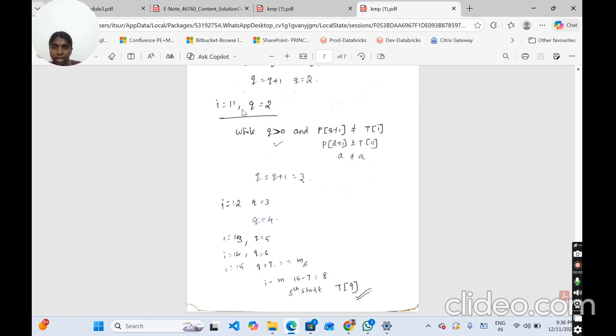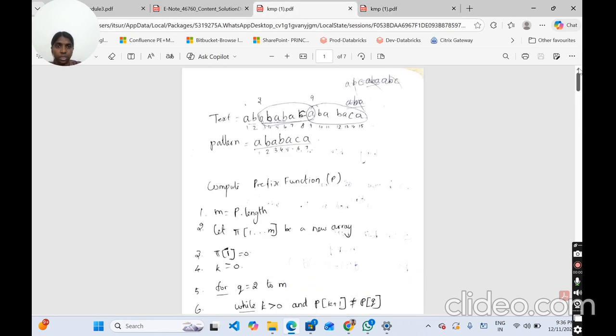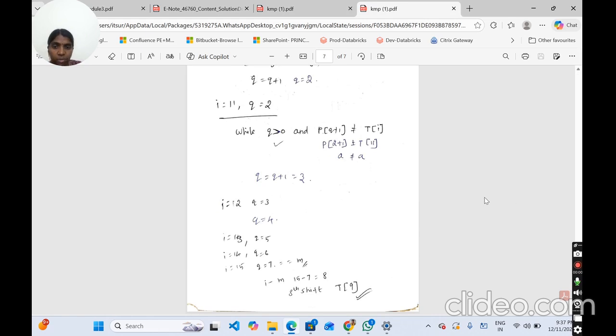So when i equal to 11, actually our pattern and text are matching. If we see here, this is the 11th letter, and here it is matched: A, B, A, B, C, A. Once it is matched, and then again A B C A, two occurrences we are finding. In that case we are updating: it is matching and q equal to m. So at the eighth shift it is matching, so t of 9. In the ninth letter we are finding the match.